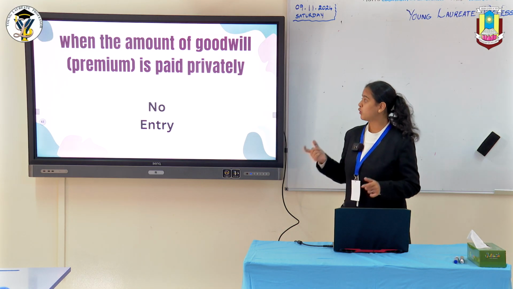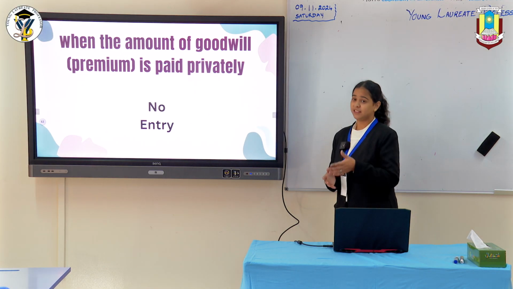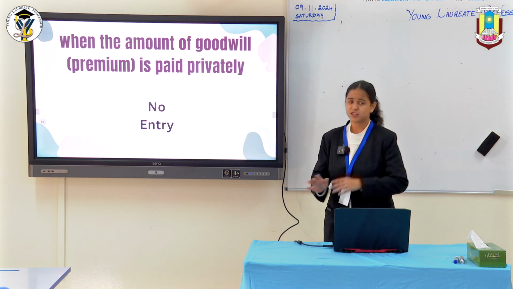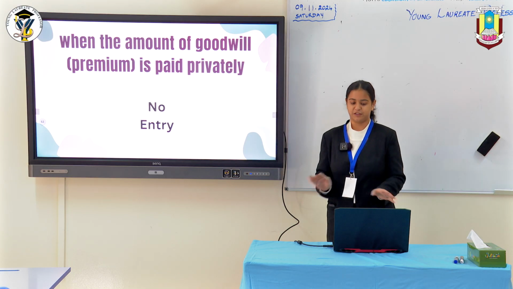Next, when the amount of goodwill premium is paid privately. Now in this case, the incoming partner is paying the existing partners privately. So the money is not brought into the firm, so there will be no entry passed.